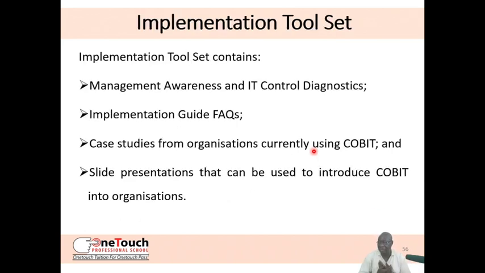Now that you have got your systems, they shall be audited and some areas will be identified as not working well. How do you implement? So the implementation tool set contains what? Management awareness and IT control diagnosis. The implementation guide, that's FAQs. The case studies from organizations currently using COBIT. And then slide presentations that can be used to introduce COBIT into organizations.